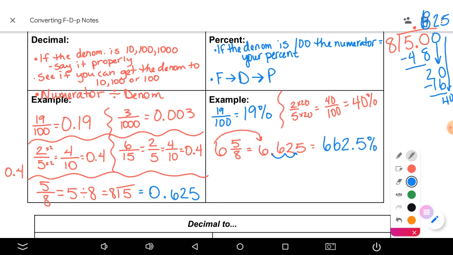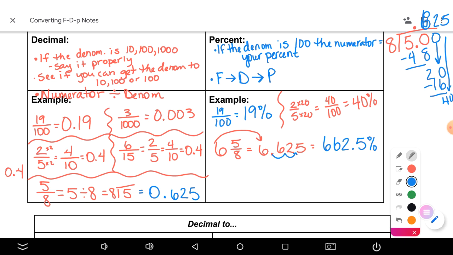So 662.5%. Why does that seem like a really high percent, Maya? Because it's 600%, but why does that make sense that it's 600%? Parker? Because the original was 5/8, so 62.5%. No, that makes sense for me. Emma? Nope. Kendall? Because the mixed number, what is the whole number on the mixed number? 6. So that means it's going to be above 600%. Okay, your whole number kind of gives you your first digit if it's over 100.